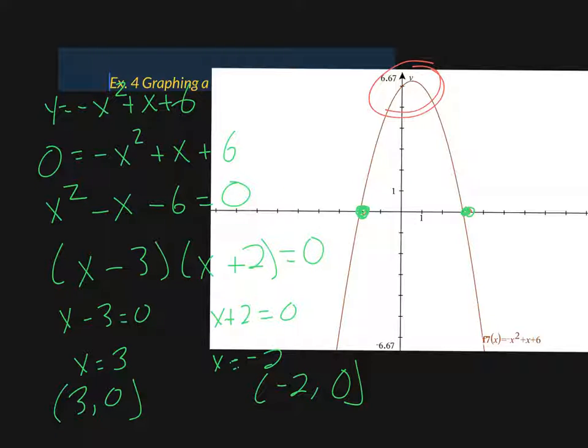So when your y-intercept and the maximum value, or your extreme point, are really close together, go ahead and graph your x-intercepts as well. And I believe that is some of the problems on the homework.